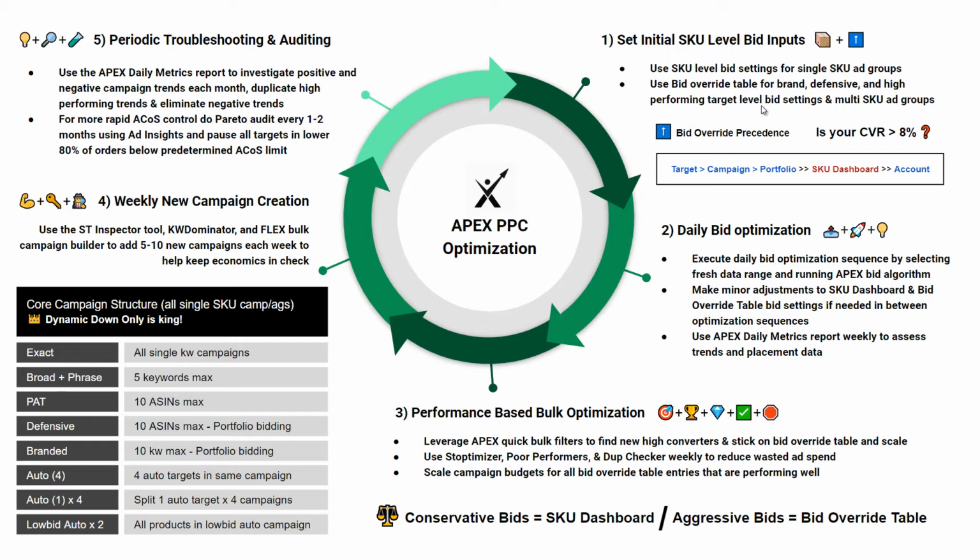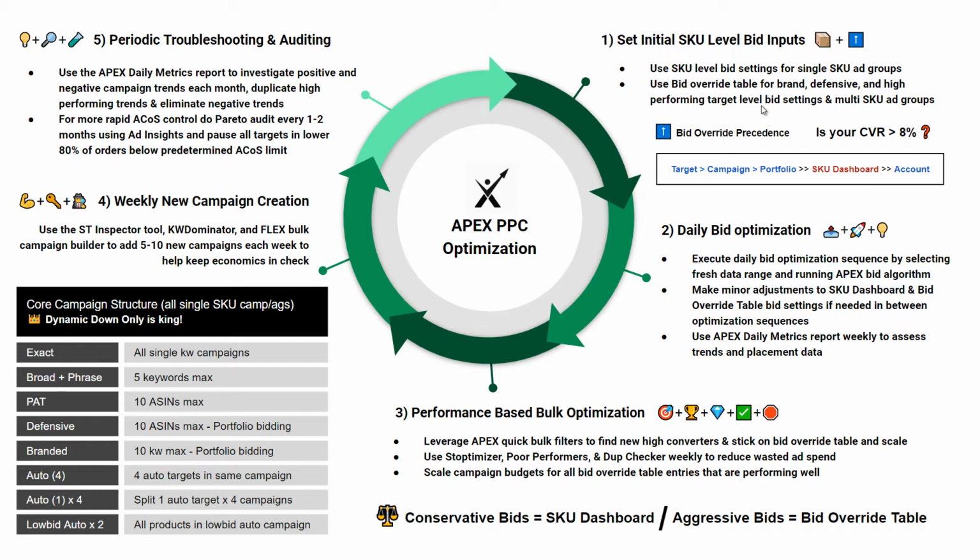So we found that 8 to 10%, really we've made 8 the cutoff of where you want to structure your initial SKU bid inputs a little bit differently. You can be more aggressive if your conversion rate's over 8%. So we're going to go over that in the next few slides and how to set that up.